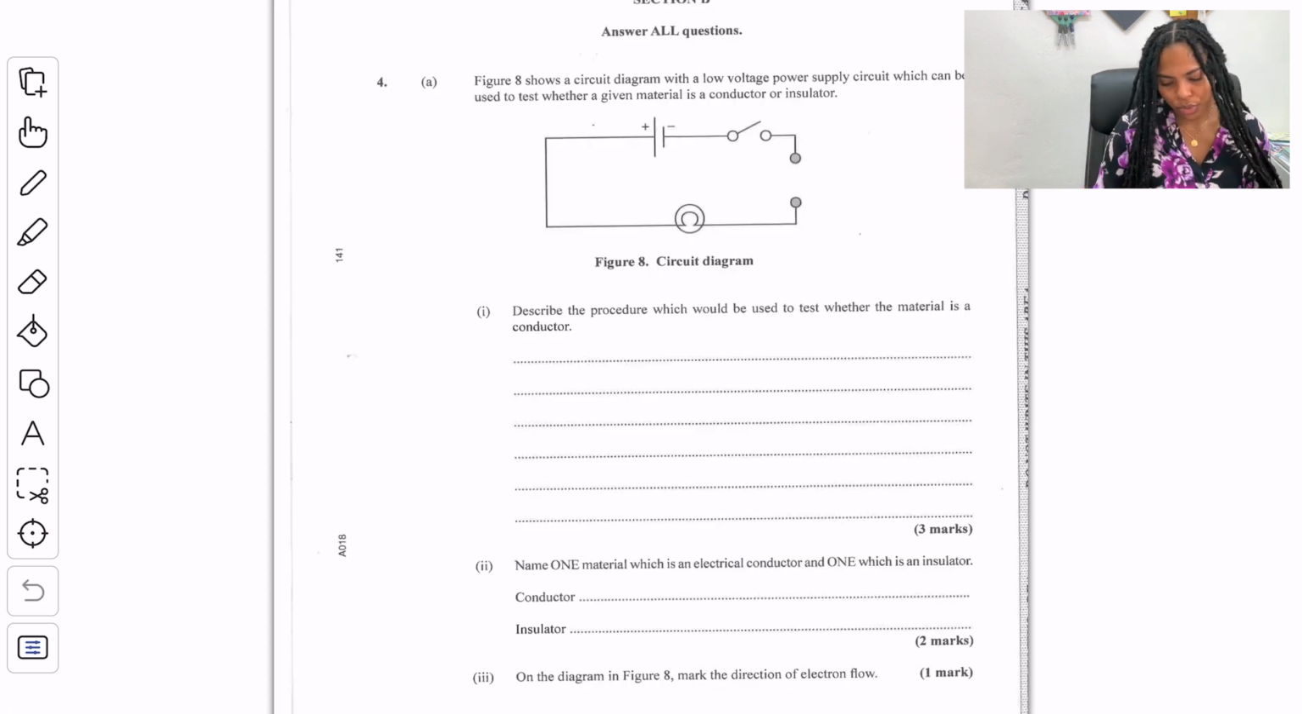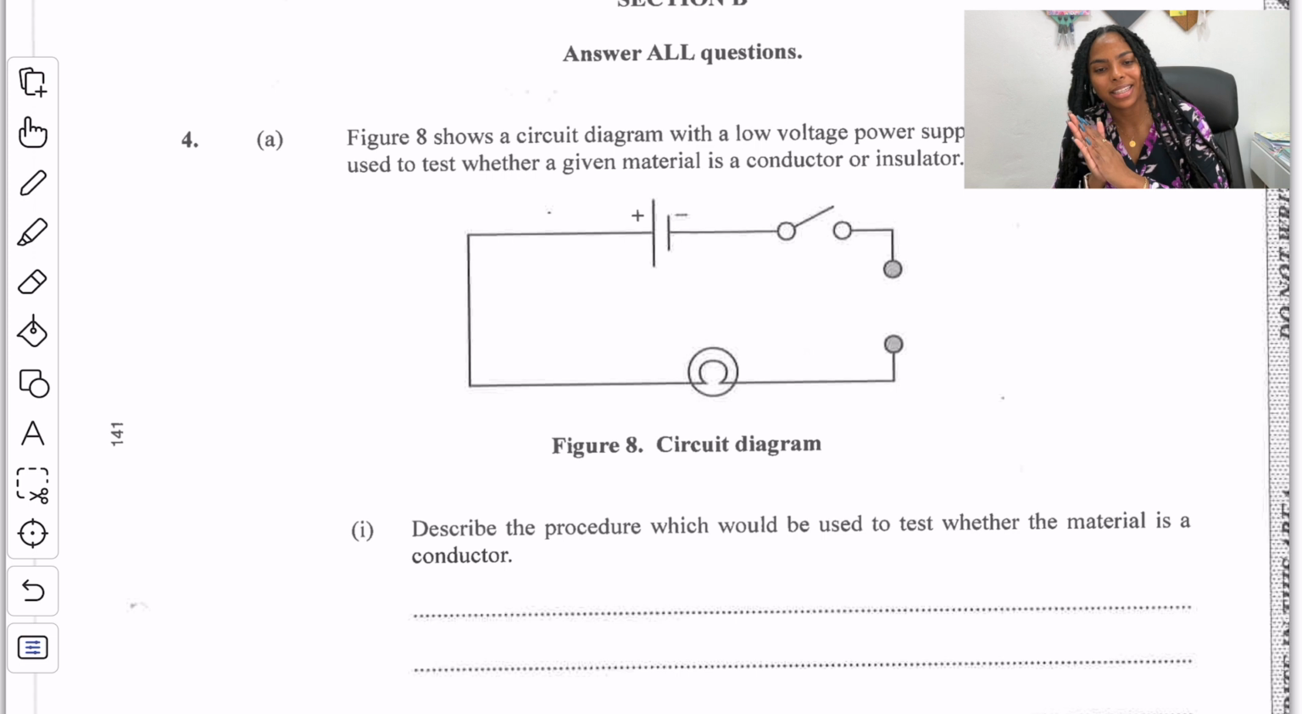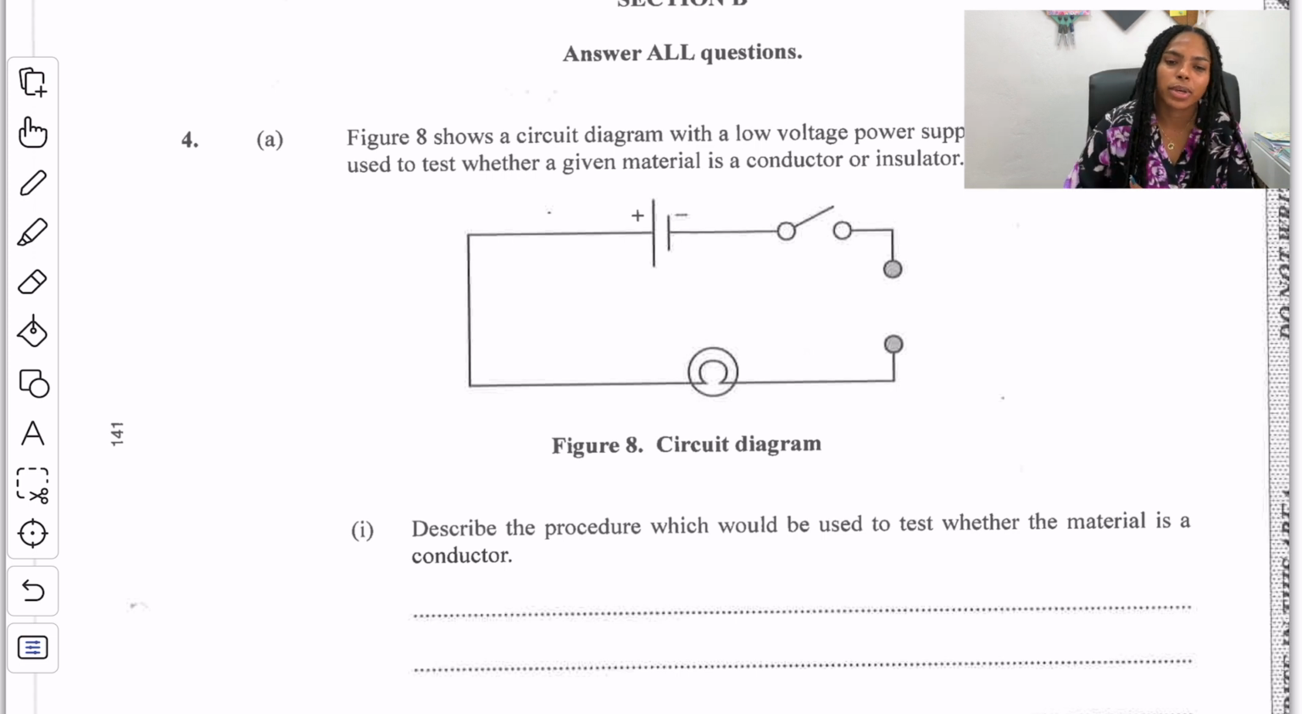Now for number 4, I have figure 8 shows a circuit diagram with a low voltage power supply circuit, which can be used to test whether a given material is a conductor or an insulator. So based on how this looks, I'm seeing a lamp here and I'm seeing 2 connectors. So we would put our material there and we'd close the switch. If the bulb lights, it means that it's a conductor because it means that that material that we put in allowed current to flow through it.